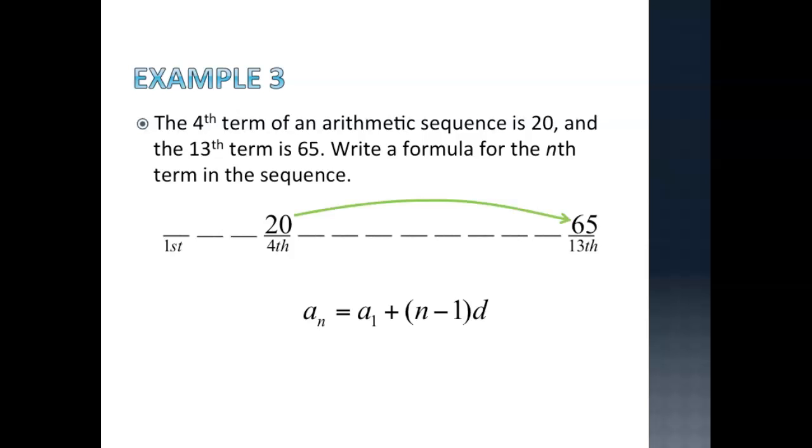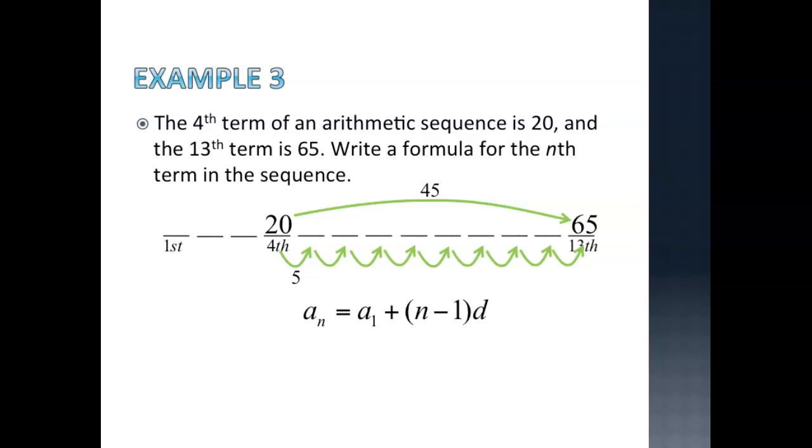Now from 20 all the way to 65, how far apart are they? They're a difference of 45. Well, how many times did we add something in order to get to the 13th term? Well, let's see. 1, 2, 3, 4, 5, 6, 7, 8, 9. So we added something 9 times, the same number 9 times, in order to add 45 to 20. Well, how much have we added then in each case? We must have added 5 9 times to get 45, right?